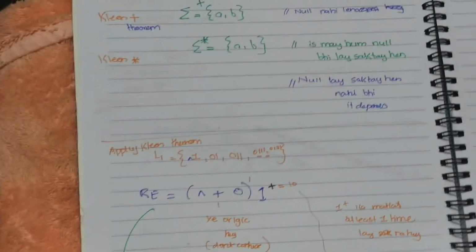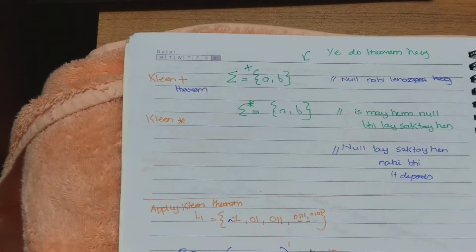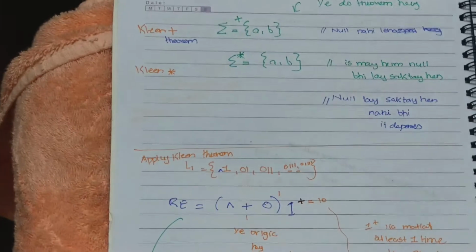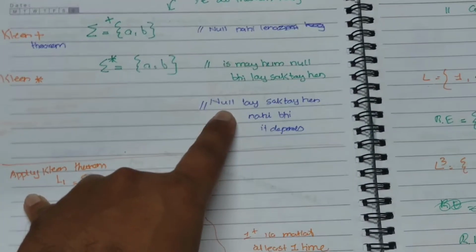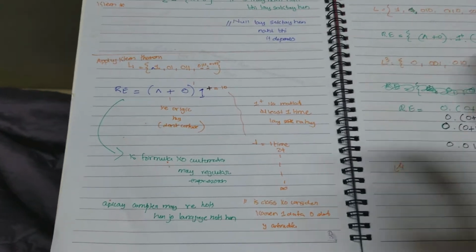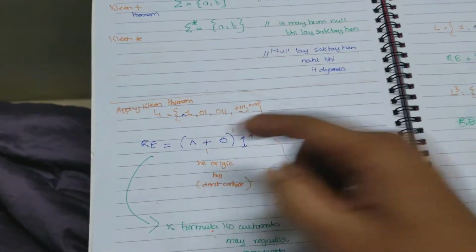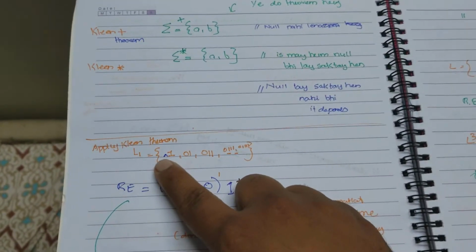Okay, if you look here, then we have Kleene's theorem, Kleene plus theorem and Kleene star theorem. These are two theorems: in one we do not take null, and in the other we can take null or not, depending. So we'll look into this situation for a while. Apply Kleene's theorem to this language.